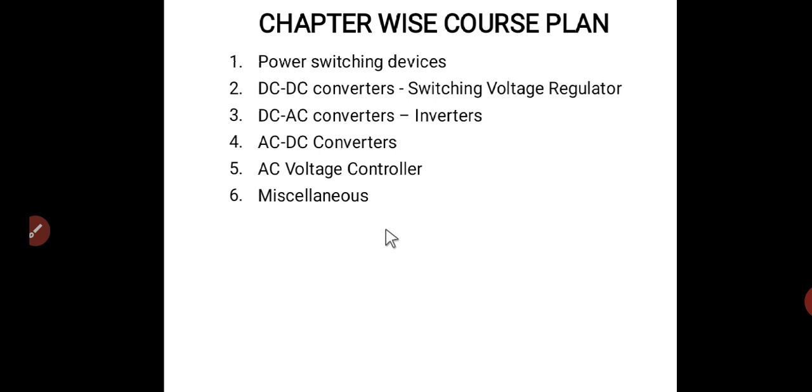Sixth one is miscellaneous. In this chapter we will study how to select a particular device for a particular application. Also this chapter includes the rating of the device, how to protect the device from maloperation, and its rating and data sheets.